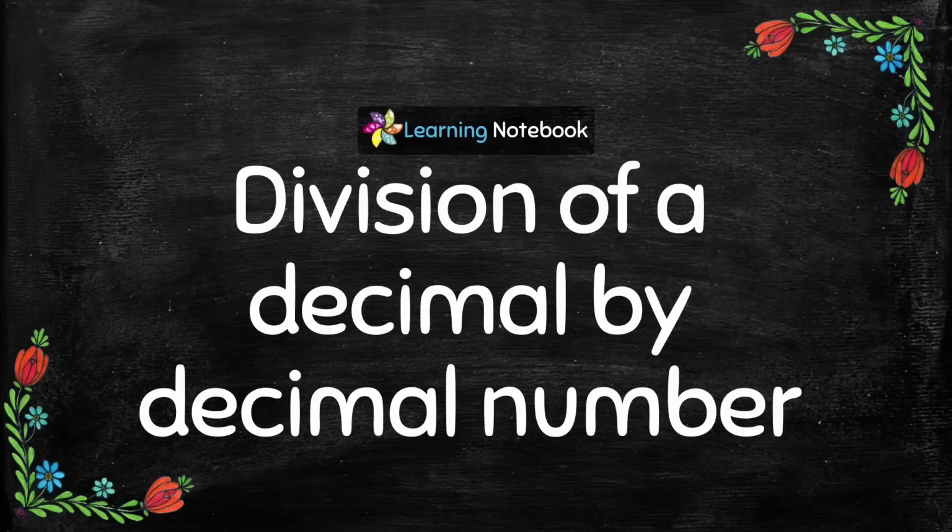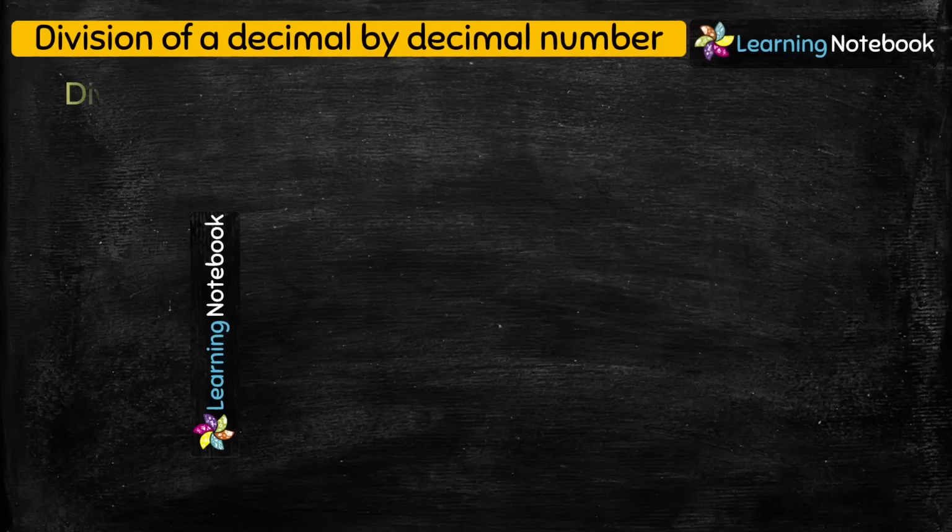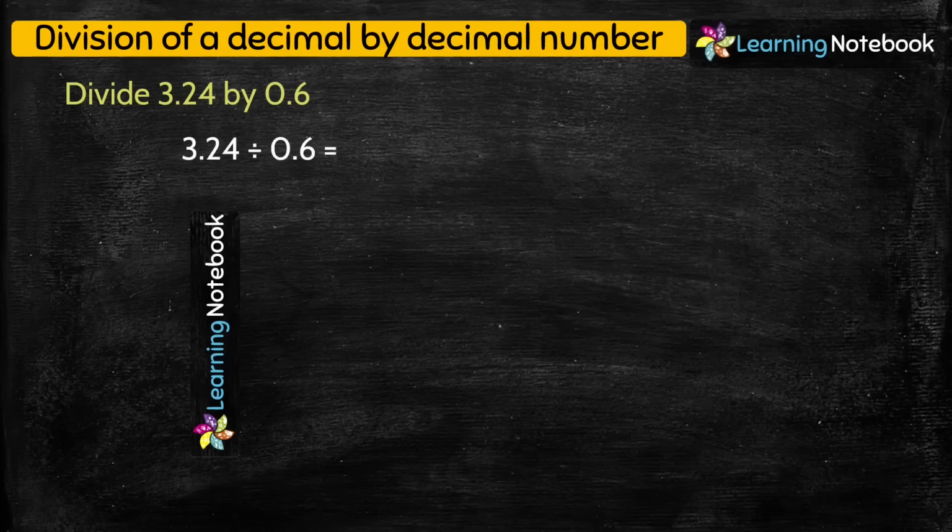Now let's understand division of a decimal number by another decimal number. Question is, divide 3.24 by 0.6. 3.24 divided by 0.6 can be written as 3.24 upon 0.6. Now students, first let's convert both numerator and denominator into whole numbers.